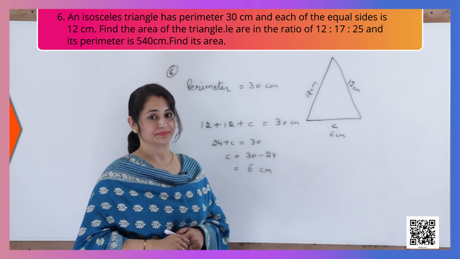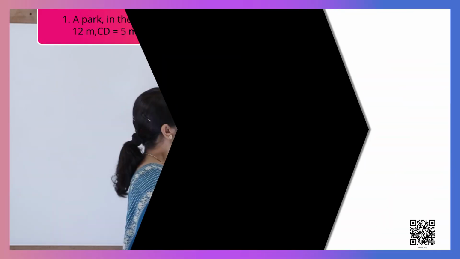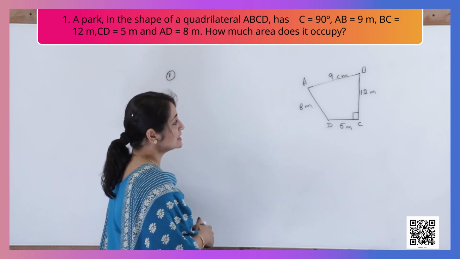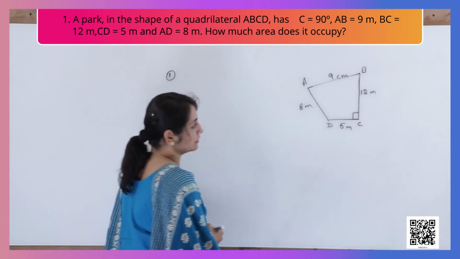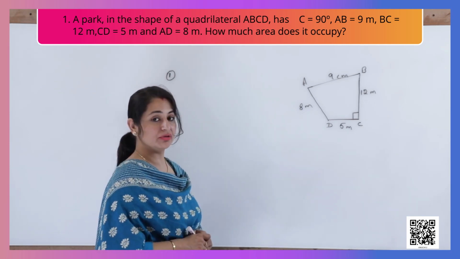So let's move further. Exercise 12.2, question number 1. A park in the shape of a quadrilateral ABCD has angle C equal to 90 degrees, AB is equal to 9 meters, BC is equal to 12 meters, CD is equal to 5 meters and AD is equal to 8 meters. How much area does it occupy? So here is the rough diagram of the quadrilateral. We know that angle C here is 90 degrees. Now, can we use this angle to find out the area of the quadrilateral?